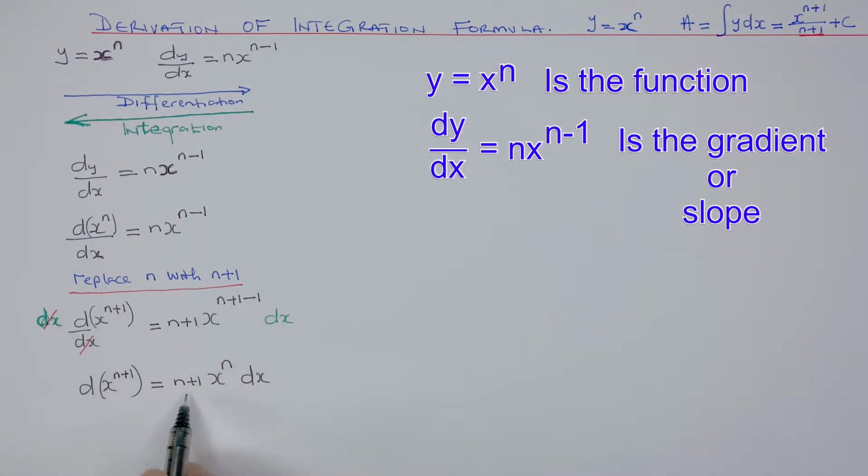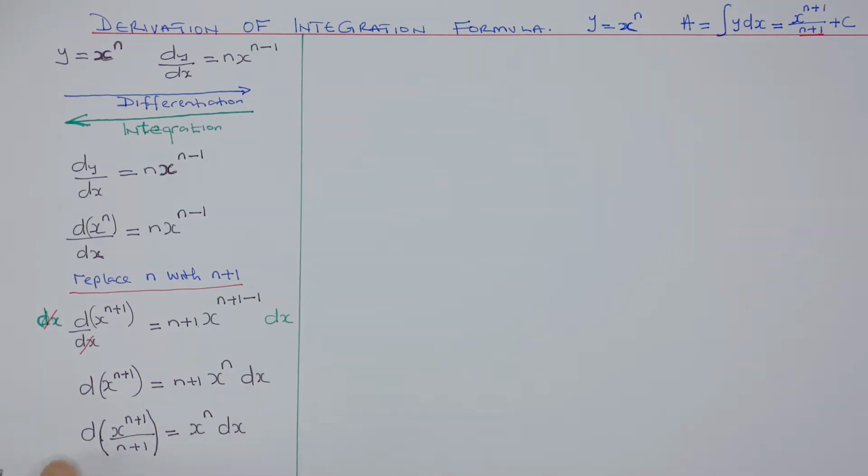Now I need to divide both sides by n plus 1. So d into bracket x to the power n plus 1 over n plus 1 will be equal to x to the power of n dx. So all I did was divide that by n plus 1, so that cancels out, and then divide that by n plus 1 as well. Now I need to integrate both sides.